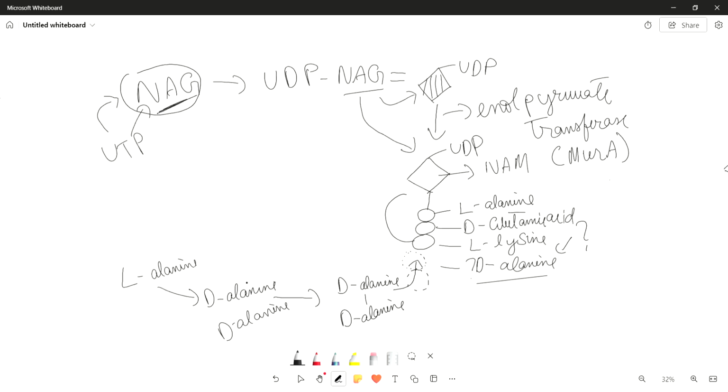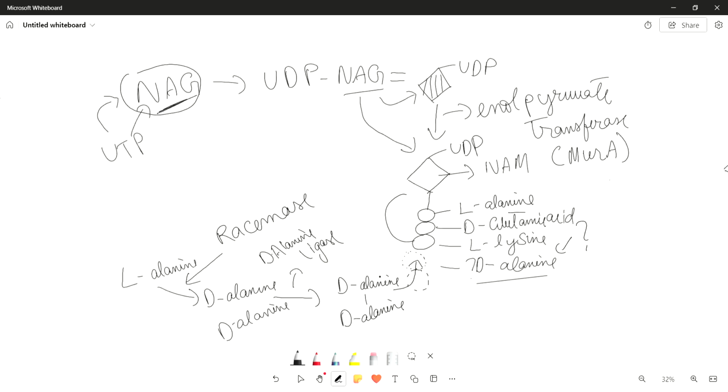L-alanine will be converted to D-alanine as a part of a racemization reaction in the presence of an enzyme called racemase. This converts L-alanine to D-alanine. Then two D-alanines will form a dimer in the presence of an enzyme called D-alanine ligase. So you get D-D-alanine, and then this dipeptide will be added to the peptide chain to become a part of it.